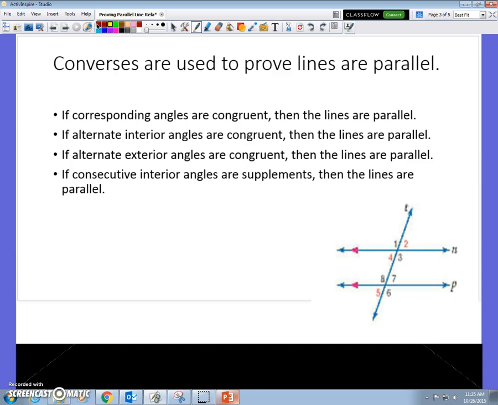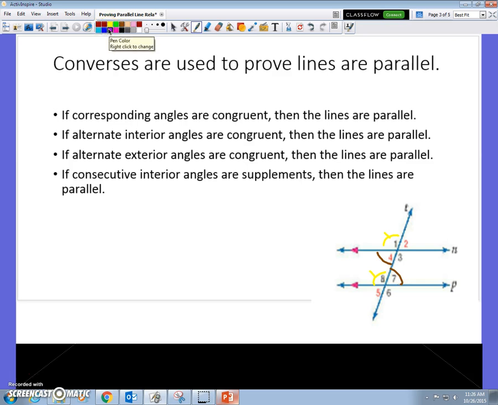So if angle 1 and angle 8 are congruent, if they just happen to be congruent, then N and P will have to be parallel. Okay, that's what it's saying. If alternate interior angles are congruent, then the lines are parallel. So if I look at alternate interior angles, if they just so happen to be congruent, then I know the lines N and P must be parallel. It's just the converses. It's working backwards, and it can be kind of confusing.